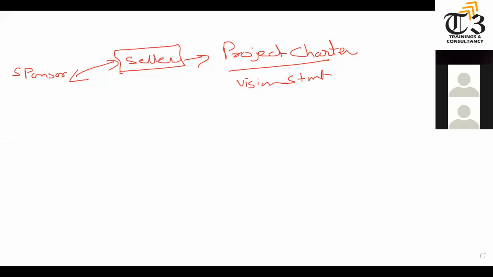Now we have selected a project, we have selected the sponsor, we have selected the seller, and now the seller and sponsor will work together. And to do this, they need what? The business case, the benefits management plan, and the agreements between them. So we have the project charter, and the vision statement in Agile.